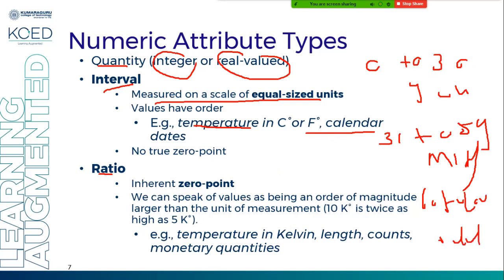Take a very simple temperature example: 0 to 20 degrees, 20 to 40, above 40. So these are all known as intervals, and these attributes are known as interval attributes.